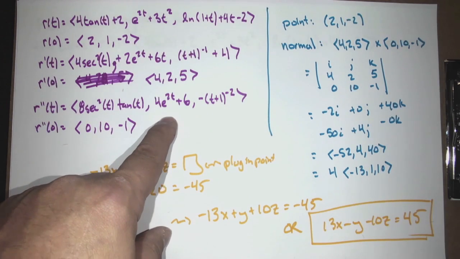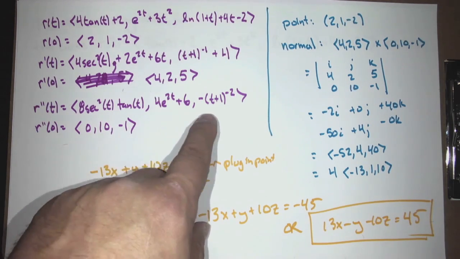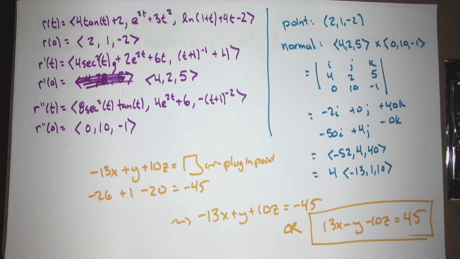The second term will be 4e to the 2t plus 6. The third term will be minus (t+1) to the power minus 2. So the acceleration vector is <0, 10, -1>. We have our point. We have our 2 directions. We take their cross product.